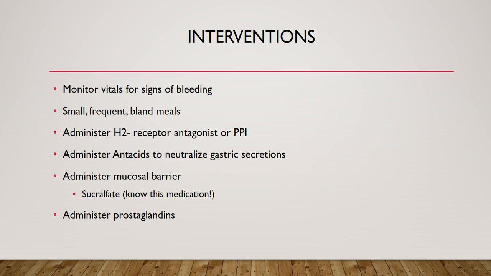Interventions are going to be monitor vital signs for bleeding, and small frequent bland meals. Anything that's too large and too much and too spicy is going to irritate that ulcer. Administer H2 receptor antagonists or PPIs. Administer antacids to neutralize the gastric secretions, and administer a mucosal barrier such as sucralfate.